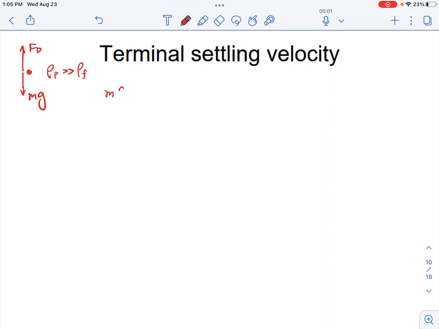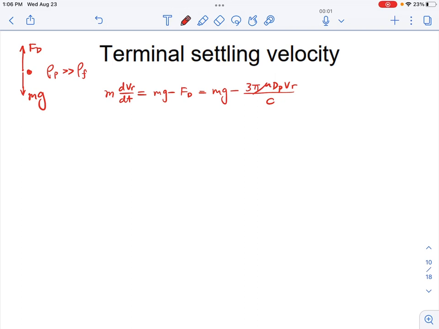So then you can have m dv/dt equals mg minus Fd, which is further mg minus 3 pi mu dp vr divided by C. Here I should note it as vr as well. Then we can, of course, solve this equation analytically, because this is not a complicated differential equation. We're going to do that on the next page.